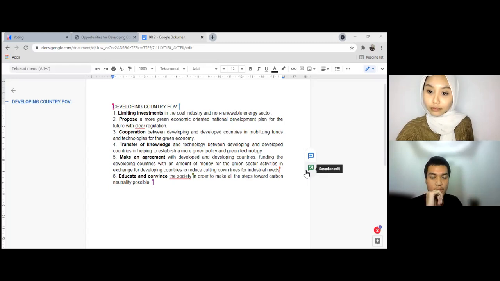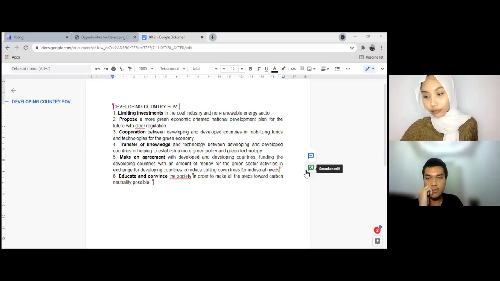For the third point, I'm sorry, for the third point, cooperating between developing and developed country, it is basically the same with point number 4, transfer of knowledge, which is basically capacity building. We could bring that resolution in UN related councils, like what we have produced, like the Paris Agreement and Kyoto Protocol. And then we could make an agreement by funding the developing country with an amount of money for the green sector activities, by reducing, like cutting down trees for industrial need.